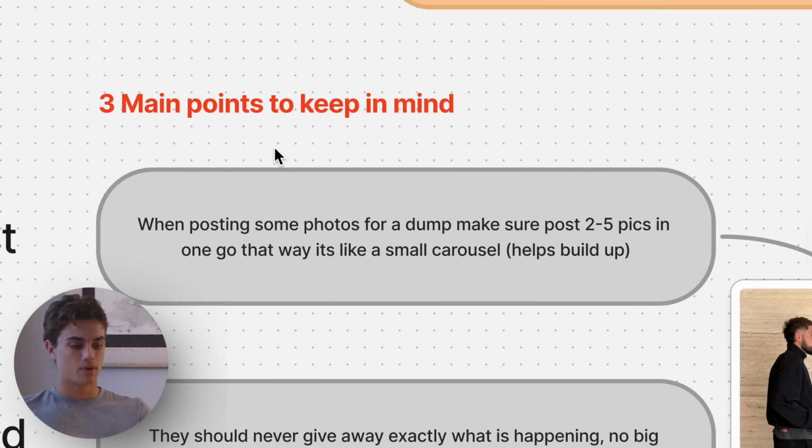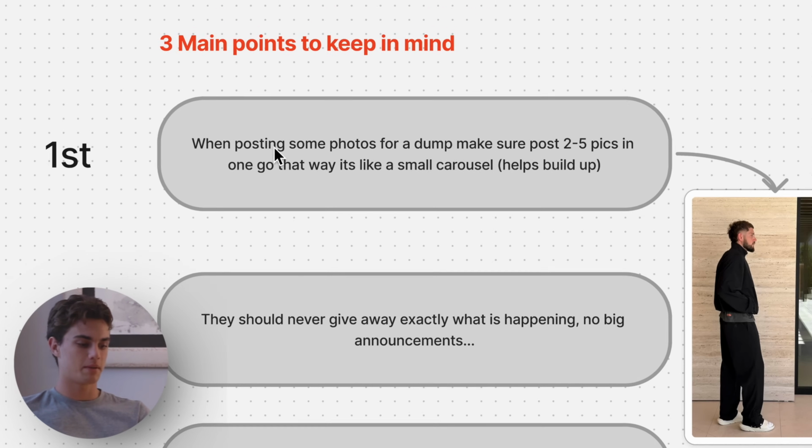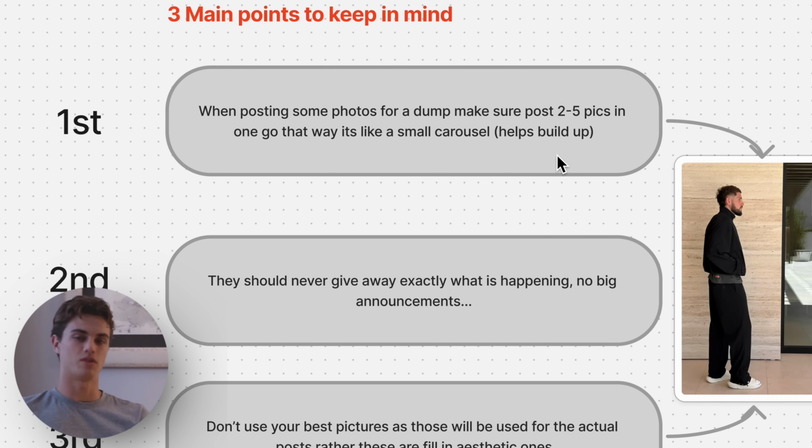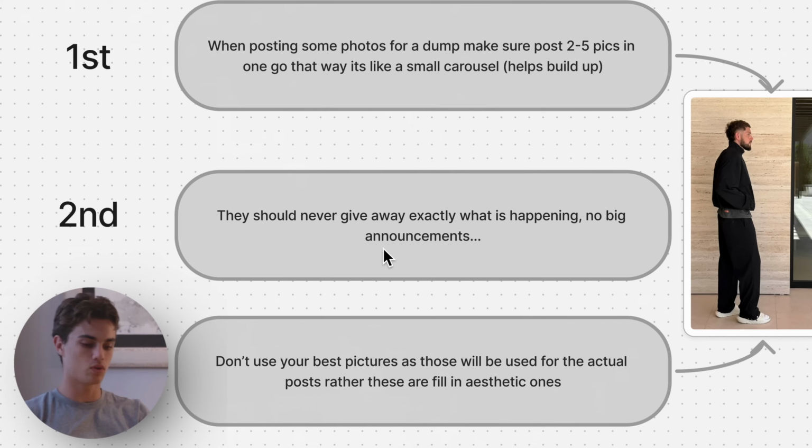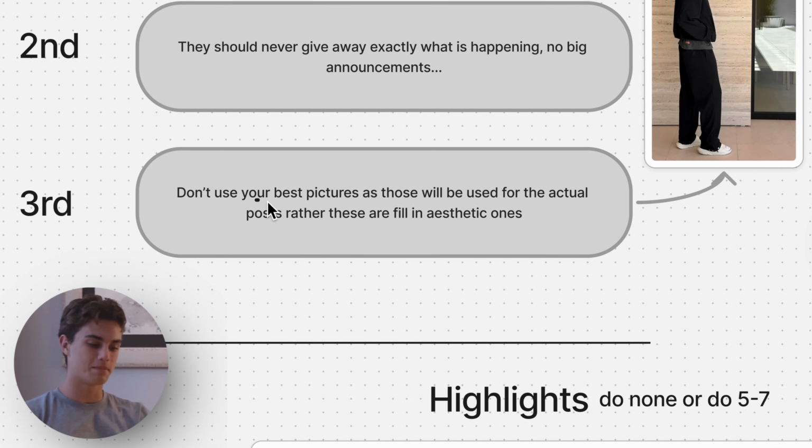Now, here are the 3 main points to keep in mind. When posting some photos, maybe do 2 to 5 pictures in one go. You don't really want to do one by itself. It doesn't really make any sense. And second of all, they shouldn't give away too much, if you know what I mean. It should kind of be like a trailer, a little story, a little snippet of what's going on, but not the big thing. You want to also, in that case, not use the best pictures.